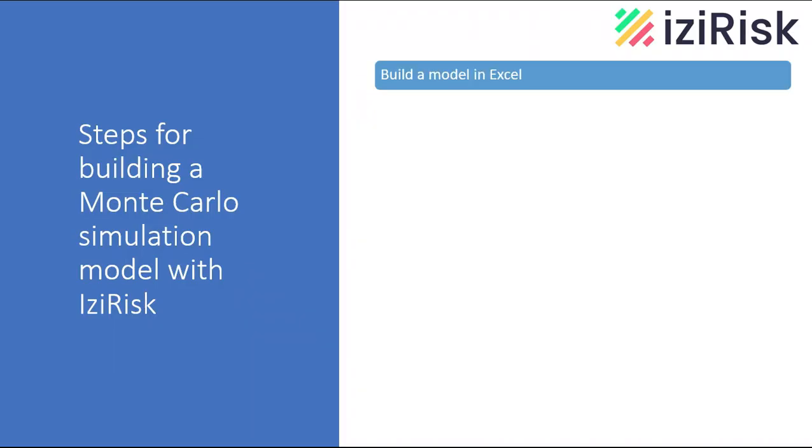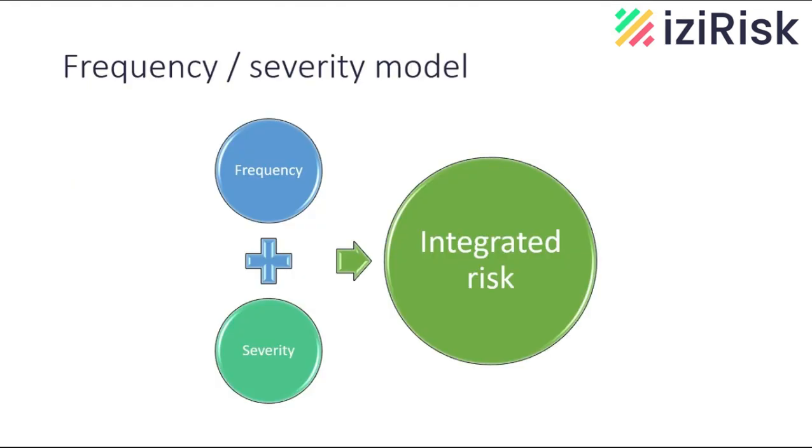Step 1. Build a model in Excel. What we mean by building a model in Excel is constructing all the necessary input elements, dependencies and relationships that impact a final set of outcomes or outputs. For example, we have built a frequency, severity model for integrating all the risks from a risk register.